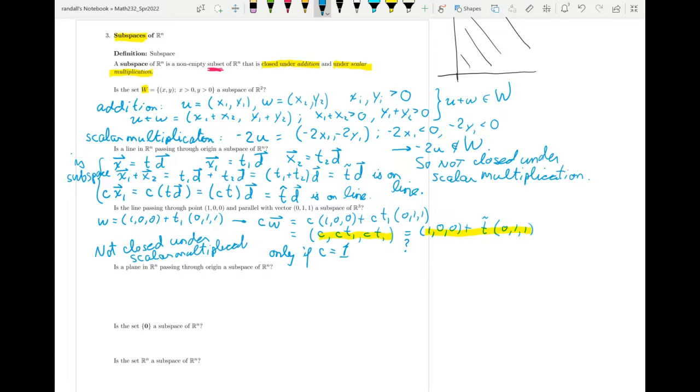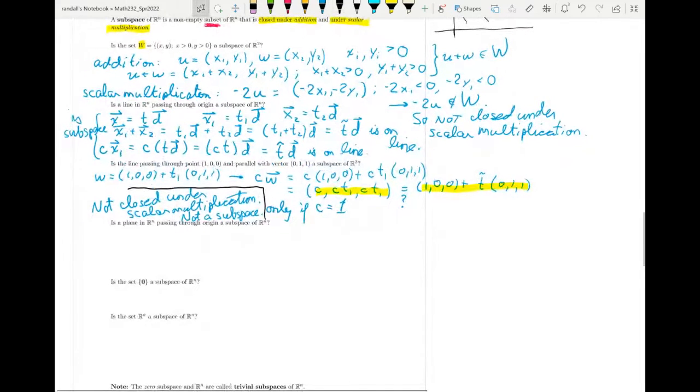Okay, not a subspace. Only when C is 1, but then that's just the same vector W. Okay, now a plane passing through the origin, is it a subspace in Rn?